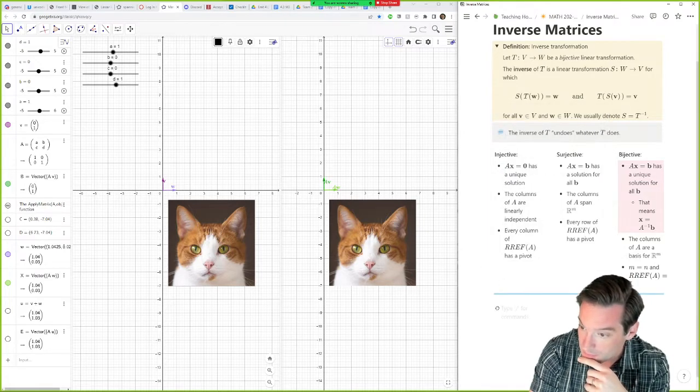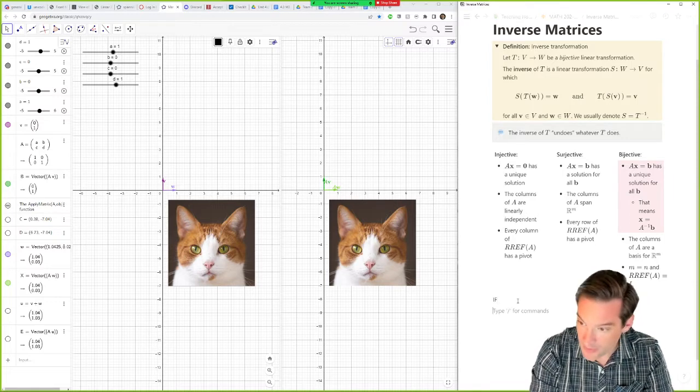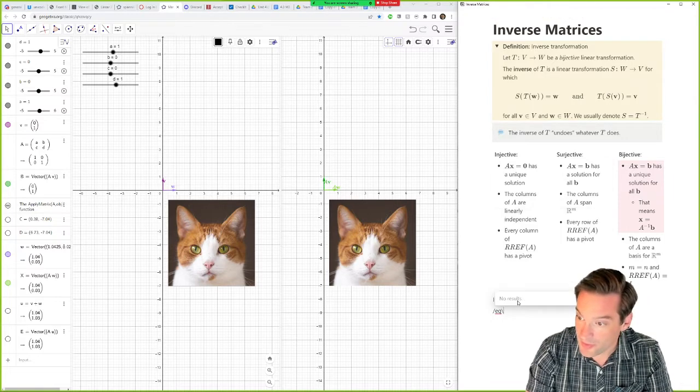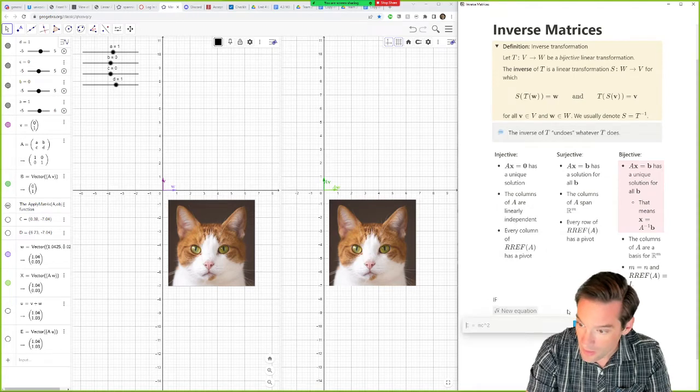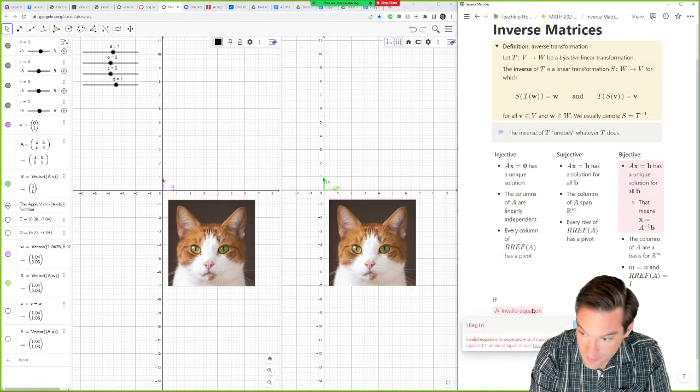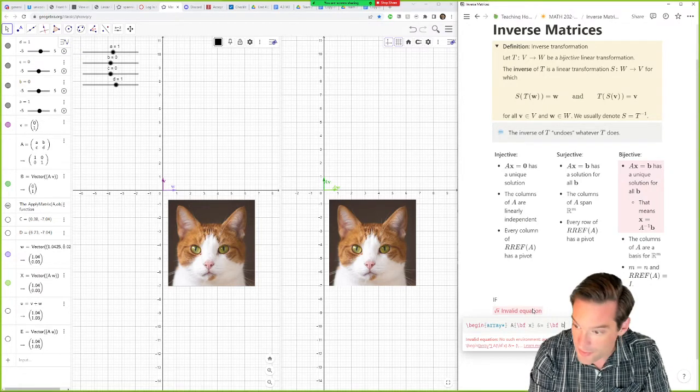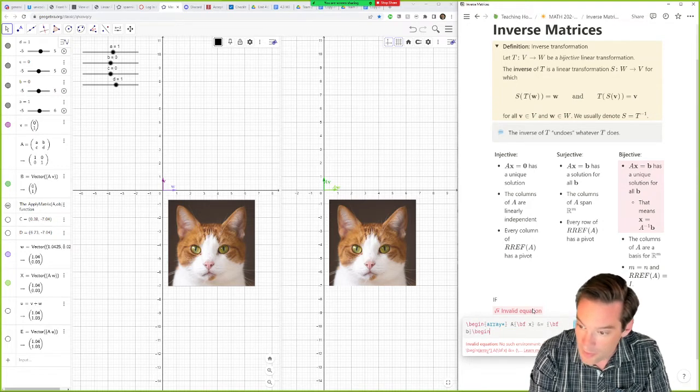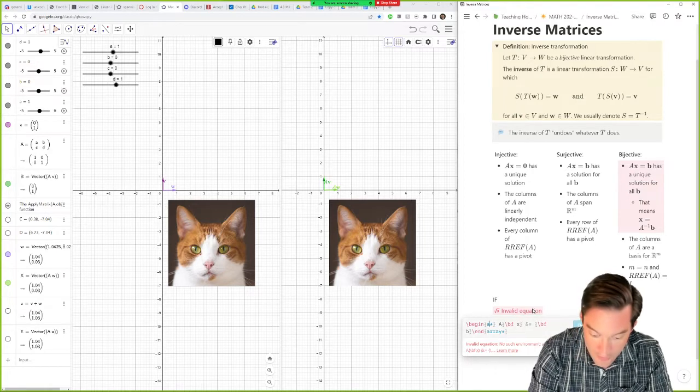In particular, I guess what I mean to say is the following. If we have a linear transformation T with standard matrix A such that Ax is equal to b, and if Ax equals b has a unique solution, no matter what b we put on the right-hand side.